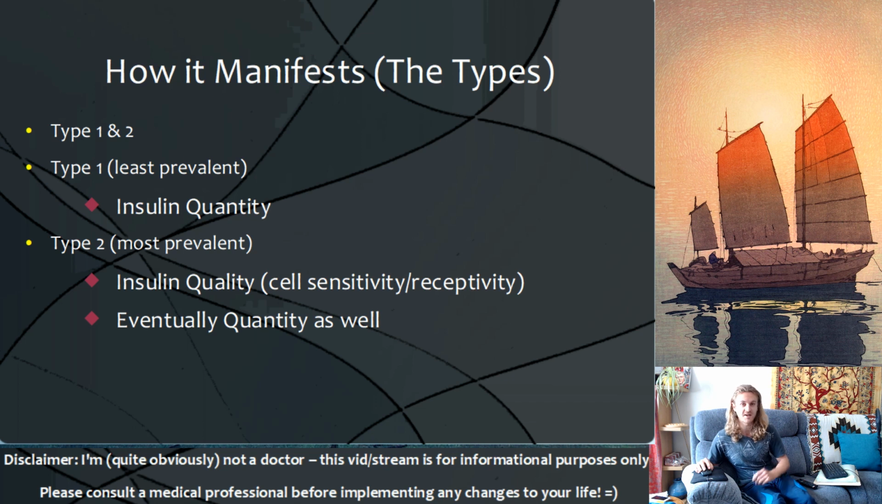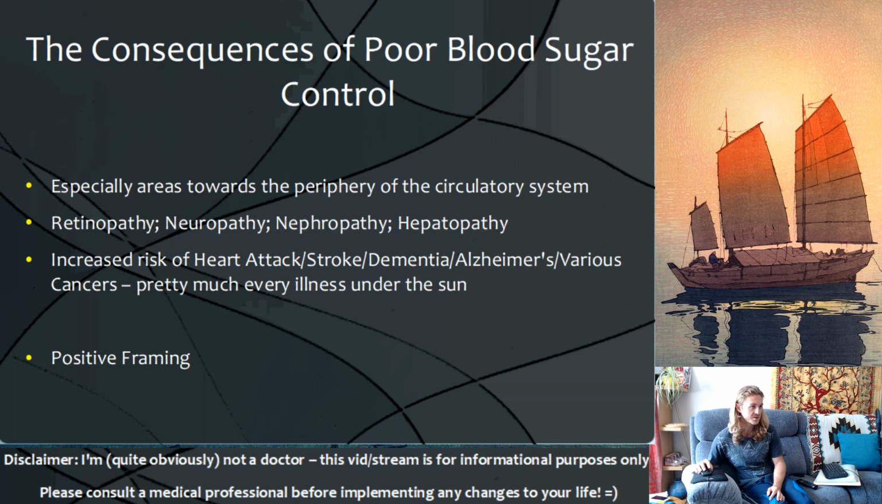I don't know why things keep popping up in random orders, but yeah, type 1 and type 2 are the main two types, although there are other different ones as well.